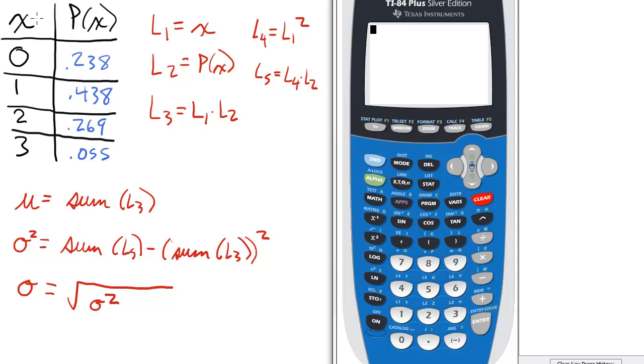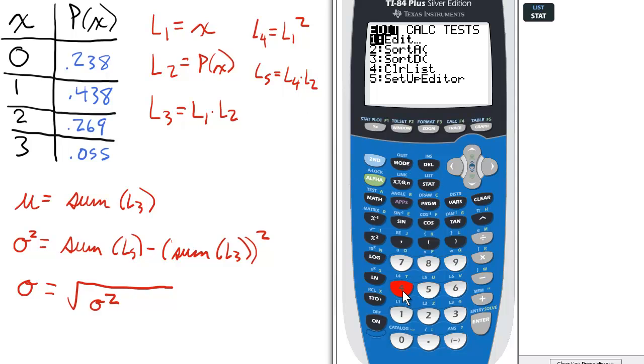From the first part of the problem, we have these two columns of values of the x and the p of x, and the rest of it will proceed very much like problem number 8, where we have L1, L2, L3, L4, and L5. Showing how this works on the calculator, first we want to go to Stat.